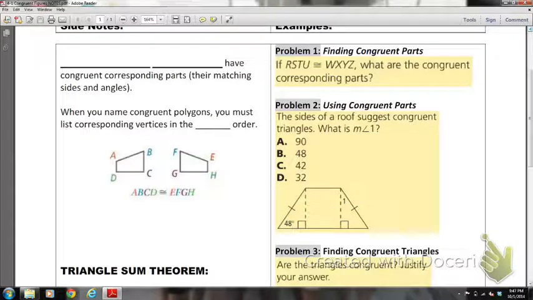In this lesson, we'll be learning about congruent figures. The objective is to recognize congruent figures and their corresponding parts. First definition is congruent polygons.